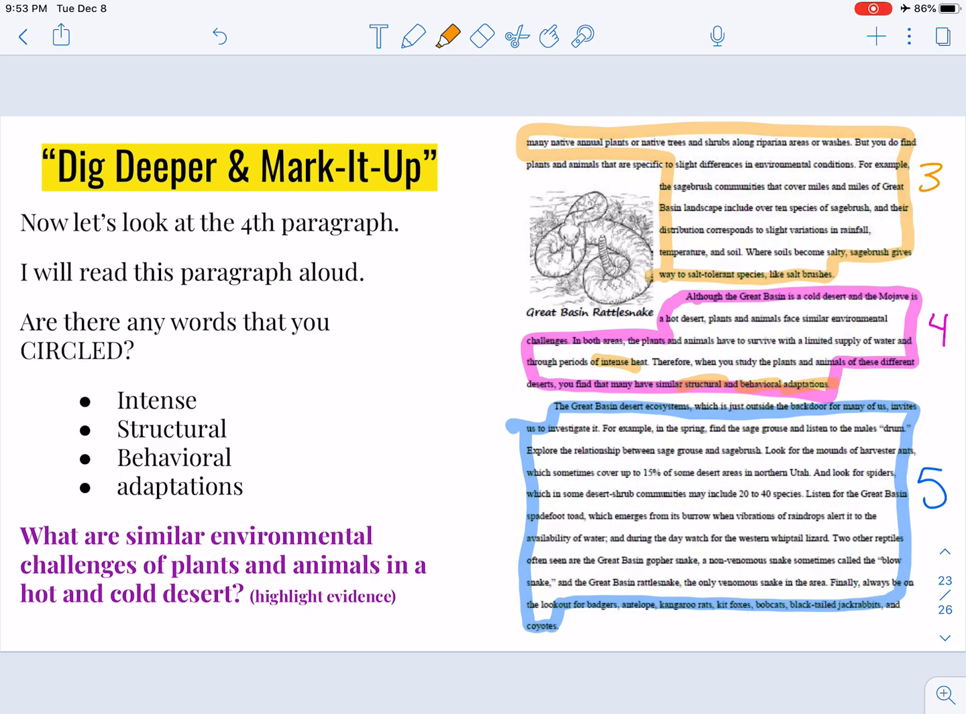We might have similar structures in the brush that we find in the Mojave as in the brush that we find in the Great Basin. Even though they're two different kinds of brush, we might have some similarities.